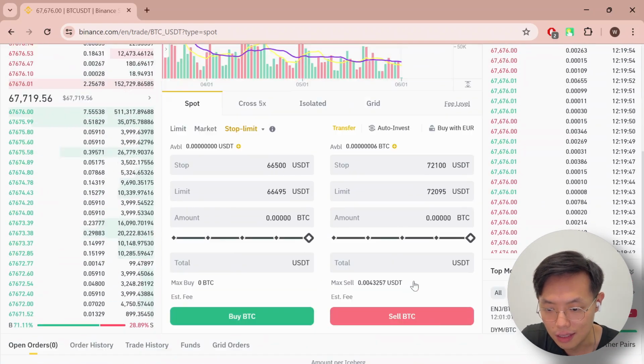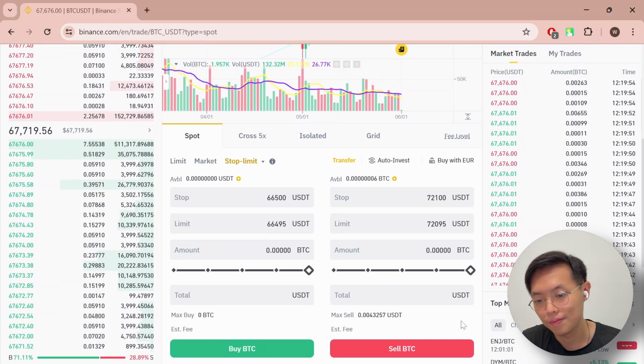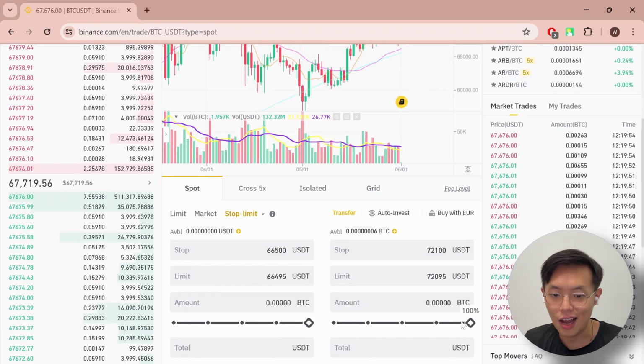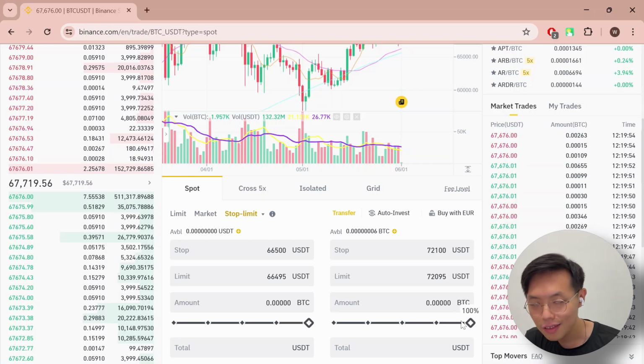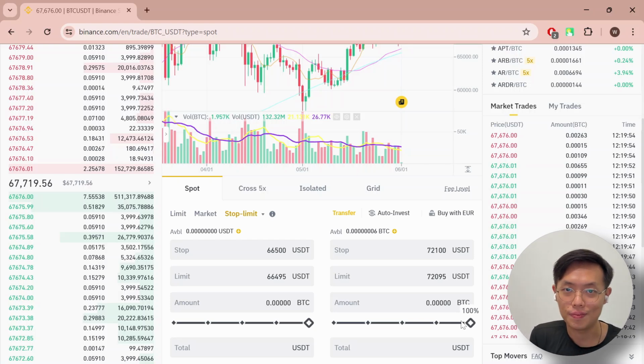If you have a BTC, you can sell it like this. So this is how you use stop limit, right? Either you can use stop limit sell to take profit or to safeguard the order. So it depends on how you want to use it.